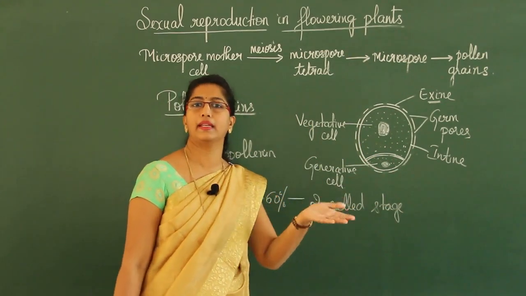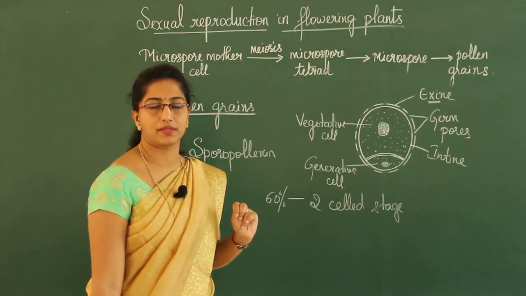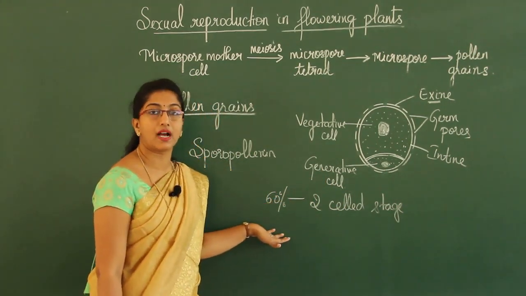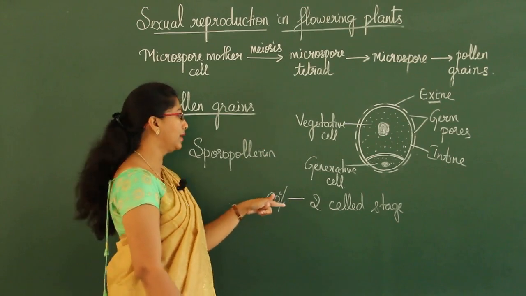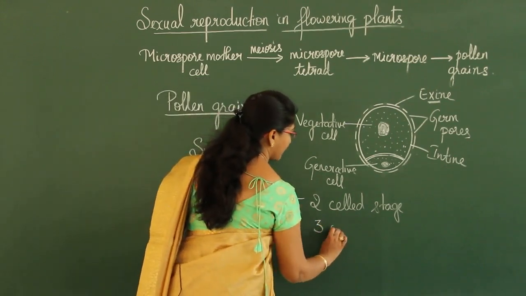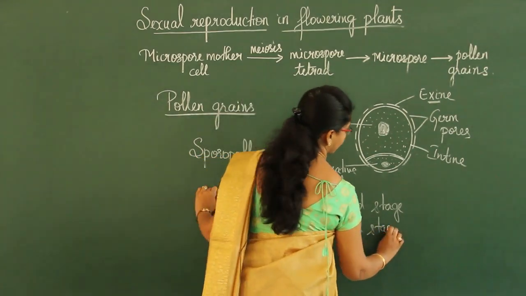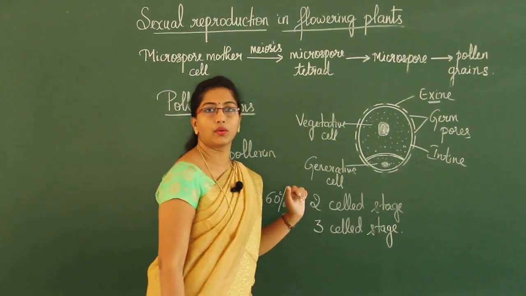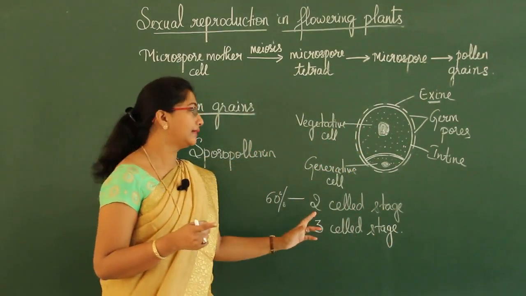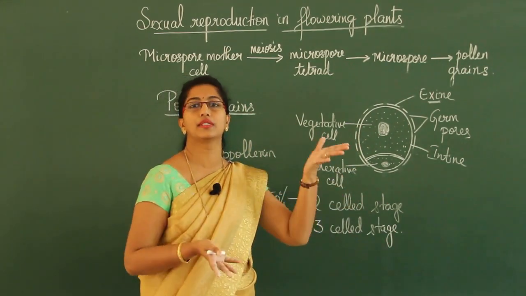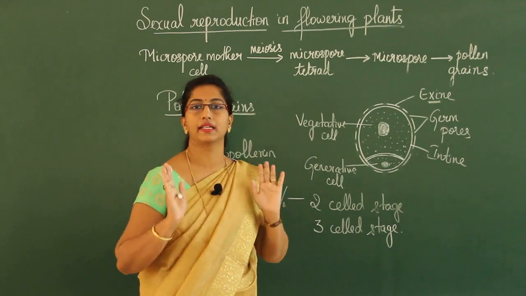What about the remaining species of angiosperms? The remaining 40% of the angiosperms release the pollen grains in the three-celled stage. So they are releasing in three cells. Now what is this three-cell stage? I told you pollen grains have two cells, the vegetative one and the generative other.